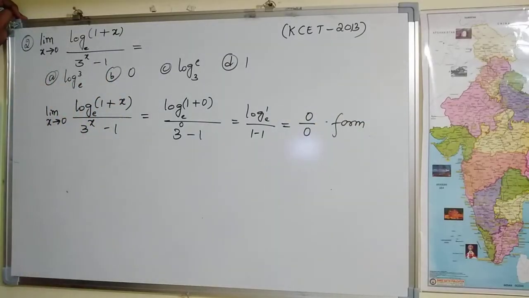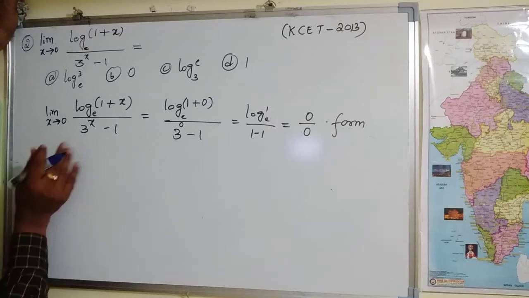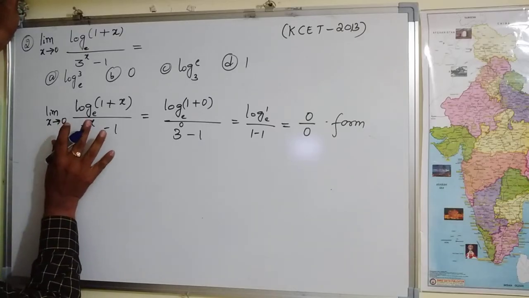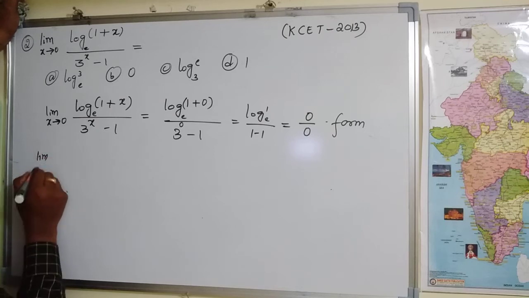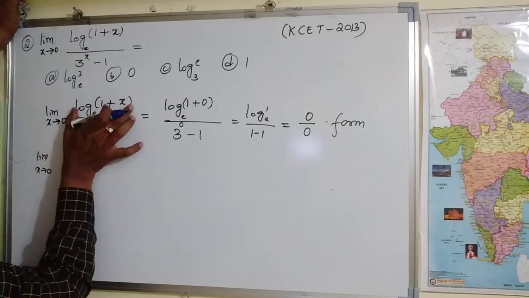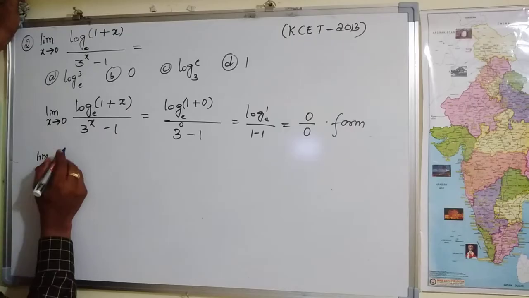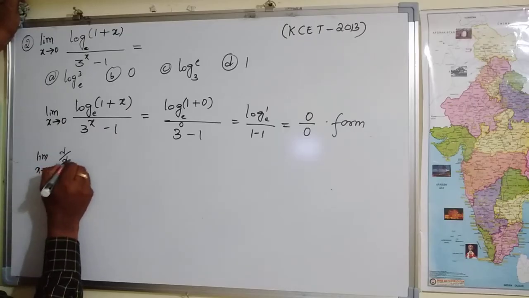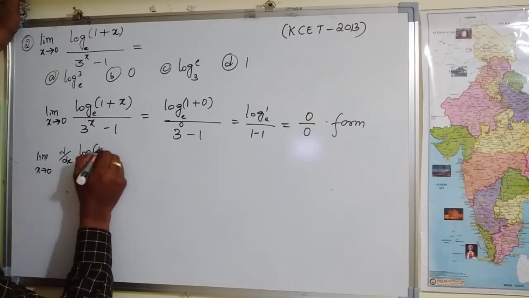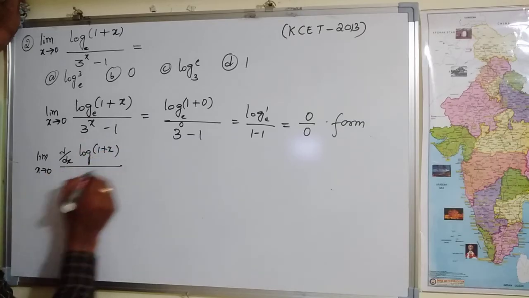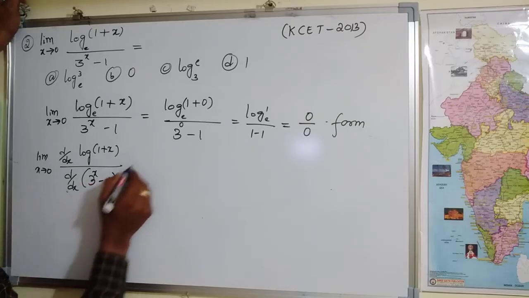Indeterminate result. Here we get indeterminate form 0 by 0 or infinity by infinity form. Here we apply L'Hospital rule for the given result. Limit x tends to 0, derivative of the numerator, d by dx of log of 1 plus x, divided by d by dx of 3 to the power x minus 1.